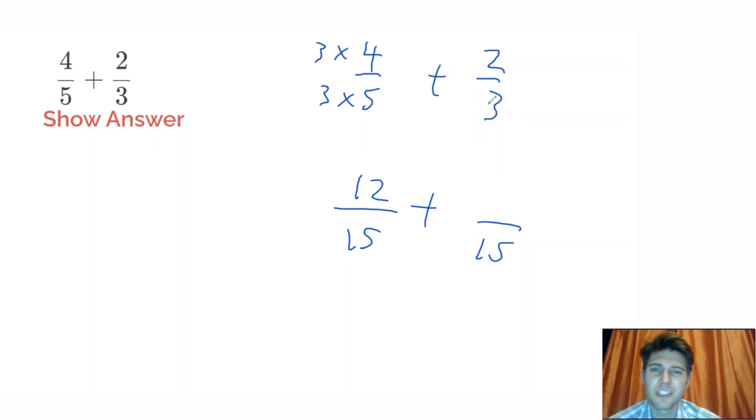Then what do we have to do to this 3 to make it a 15? We have to multiply it by 5. So we also need to multiply this 2 by 5. 2 times 5 is 10.